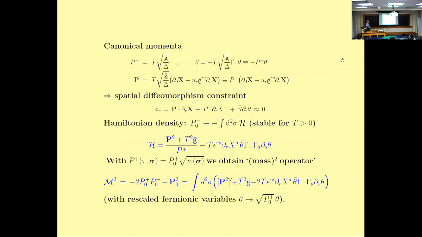Okay, so now we go through the canonical treatment of the system, defining canonical momenta. This is very much analogous to standard string theory, although technically a little more involved. And so you have the momenta, and you have a canonical constraint for the spatial diffeomorphisms. So r runs from 1 to 2; r, s label the spatial coordinates, as I said. And then the Hamiltonian, just like in string theory, corresponds to the minus component of the canonical momentum. And then you substitute everything into the standard formulas, and you end up with this Hamiltonian.